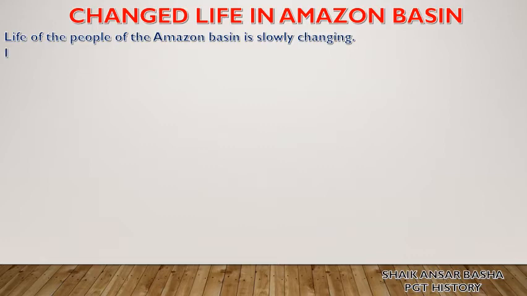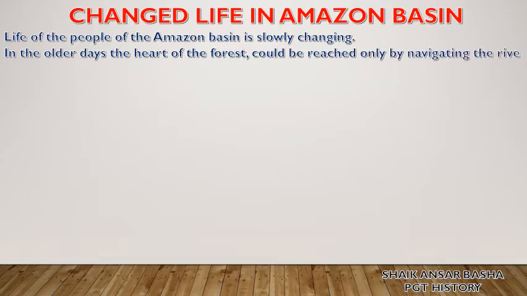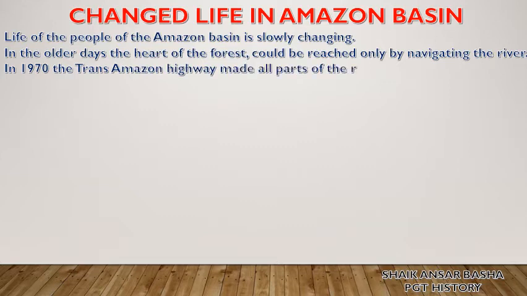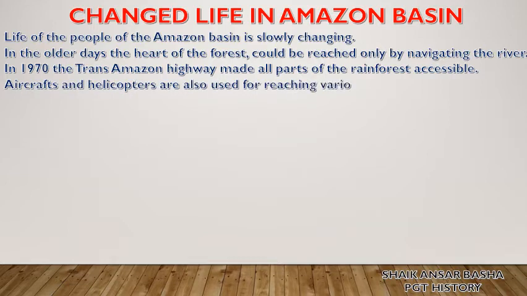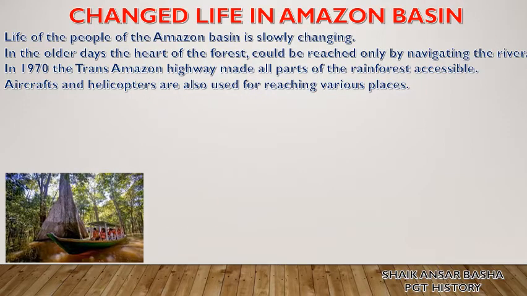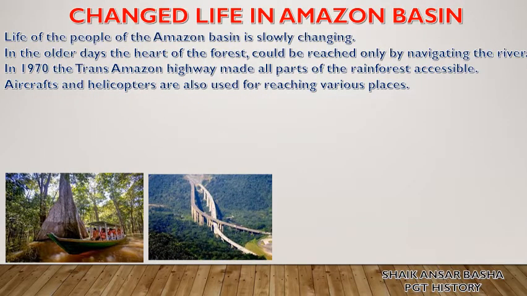Changed life in the Amazon basin. Life is not the same; it has been changing. The life of the people of the Amazon basin is slowly changing. In the older days the heart of the forest could be reached only by navigating the river. In 1970, the Trans-Amazon Highway made all parts of the rainforest accessible. Aircraft and helicopters are also used for reaching various places in the rainforest nowadays. This is the boating in the Amazon forest.